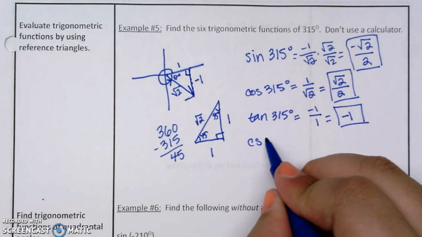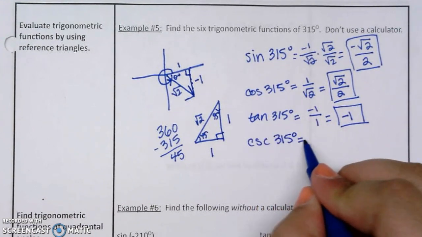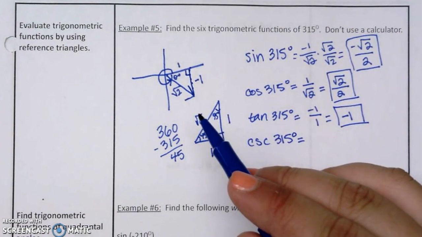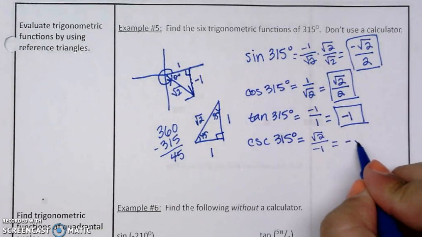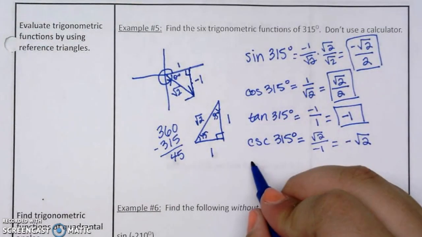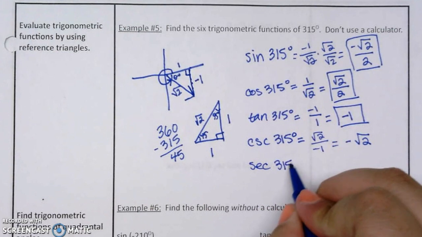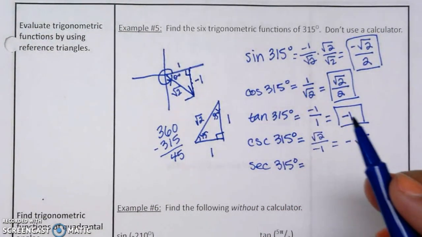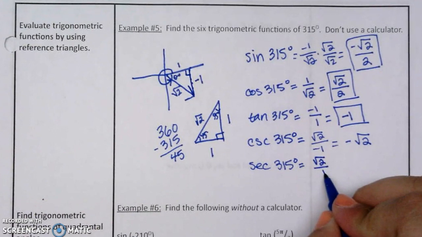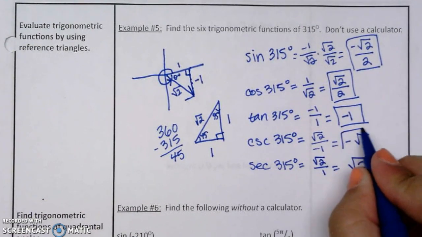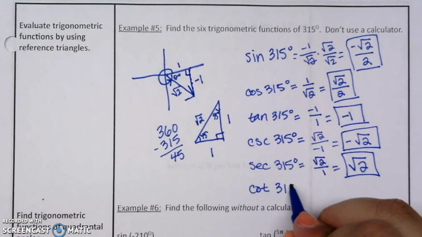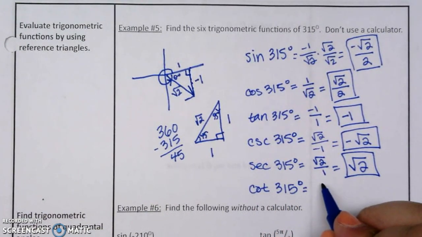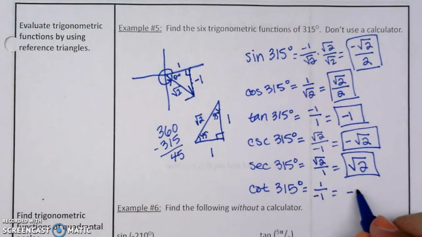Let's do cosecant of 315 degrees. Cosecant is hypotenuse over opposite. So that's square root of 2 divided by negative 1, which gives us negative square root of 2. And then secant of 315 degrees, which is hypotenuse over adjacent, square root of 2 over 1, which gives us the square root of 2. And finally, cotangent of 315 degrees, which is adjacent over opposite, which gives us a value of negative 1.